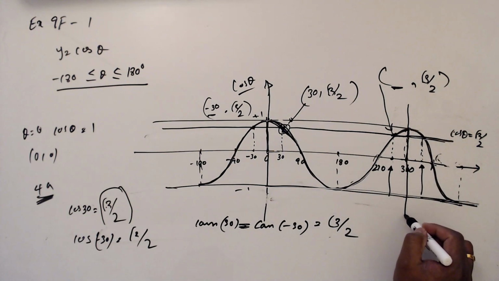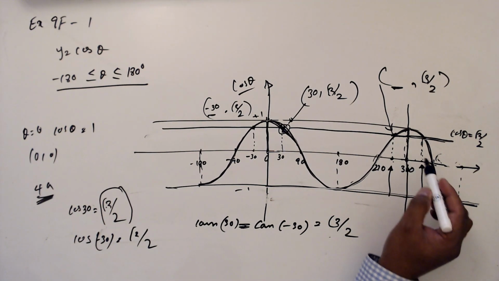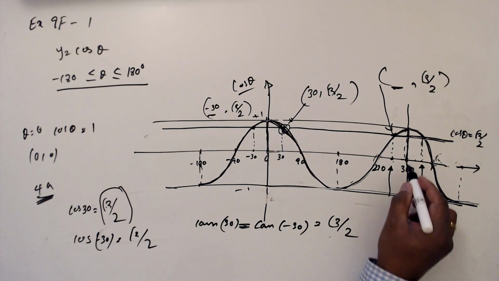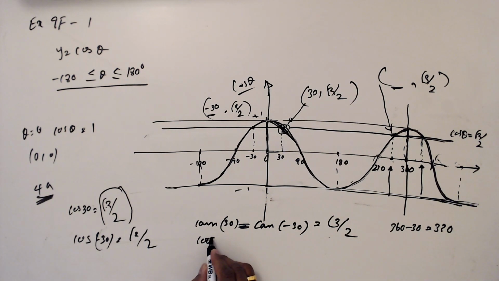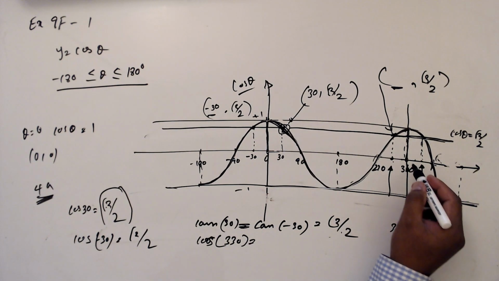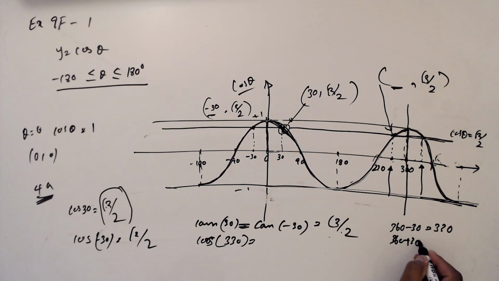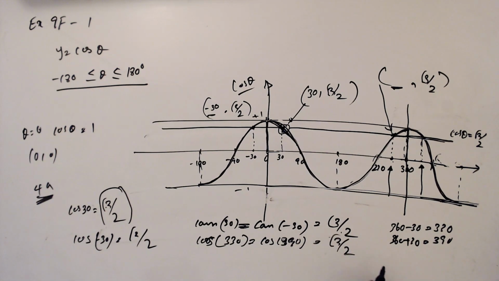Then the same: this is the 360 line. So 30 to left and 30 to right. So 360 minus 30, that is 330. So another one is cos 330, which also gives square root 3 over 2. And 30 to the right: 360 plus 30 is going to be 390. Cos 390 also gives square root 3 over 2.